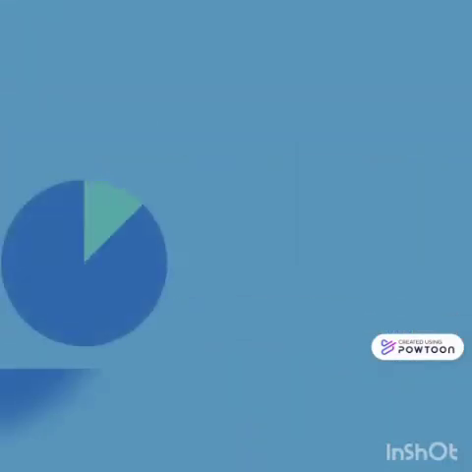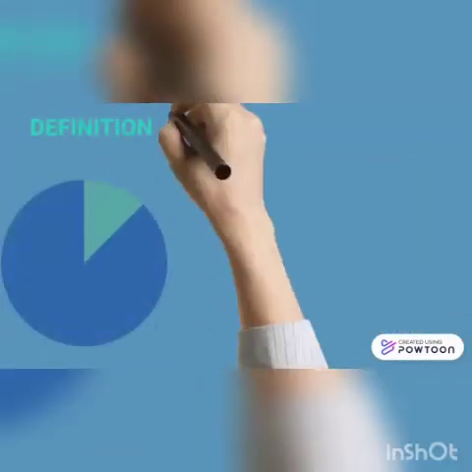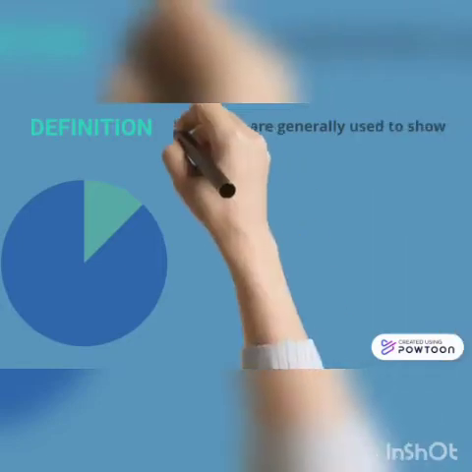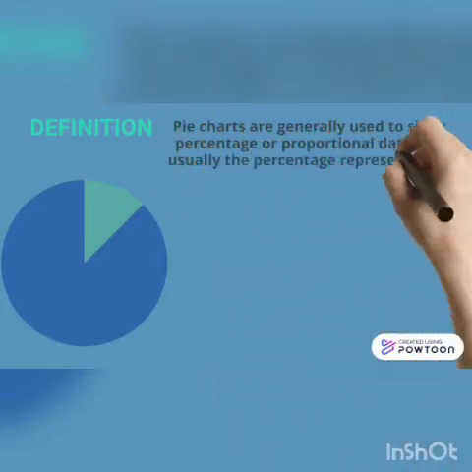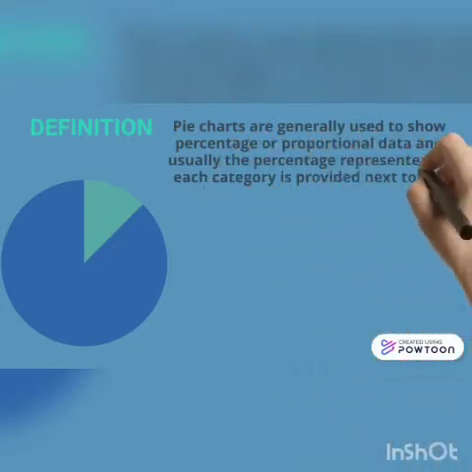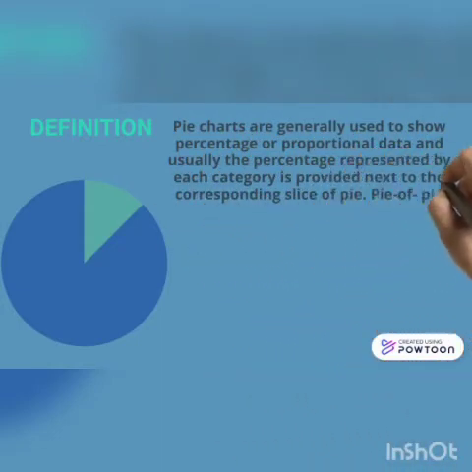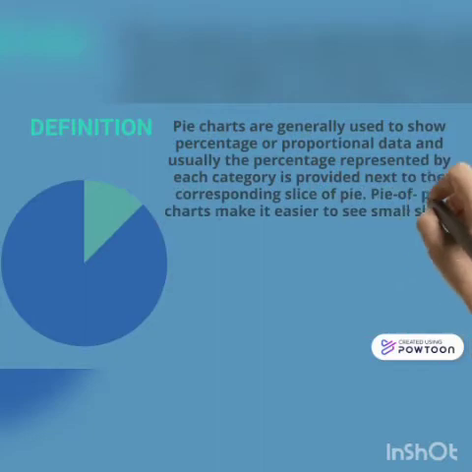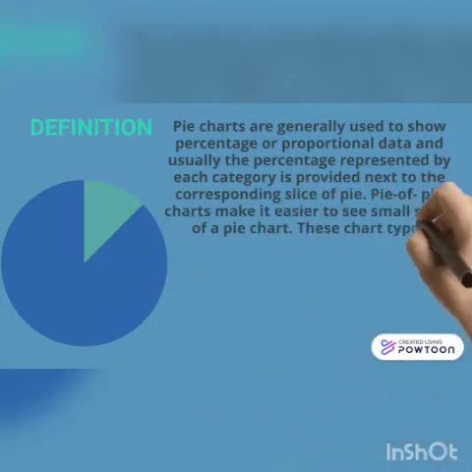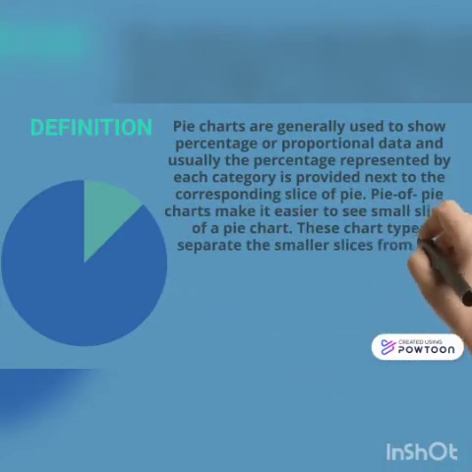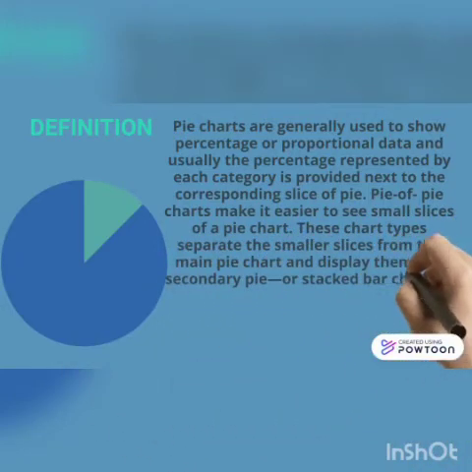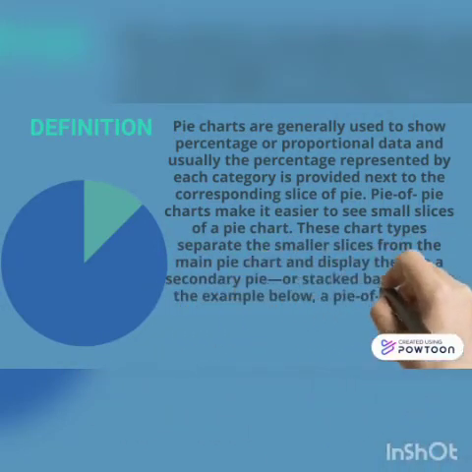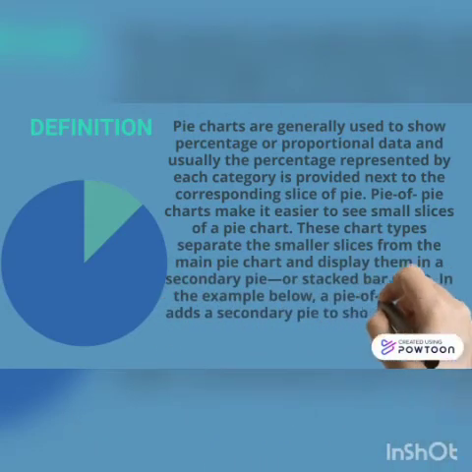Okay, we start from the definition of pie chart. Pie charts are generally used to show percentage or proportional data, and usually the percentage represented by each category is provided next to the corresponding slice of the pie. Pie of pie chart makes it easier to see small slices of a pie chart. This chart type separates the smaller slices from the main pie chart and displays them in a secondary pie or stacked bar chart.